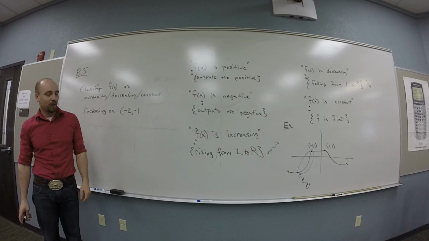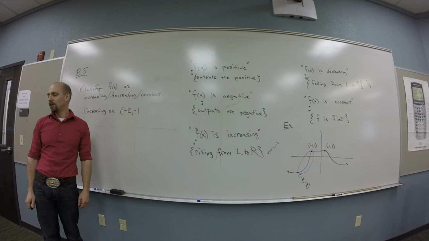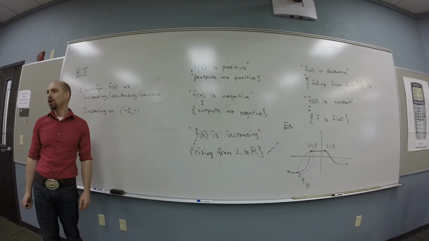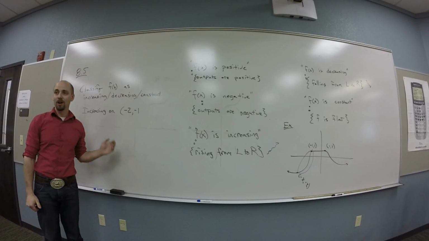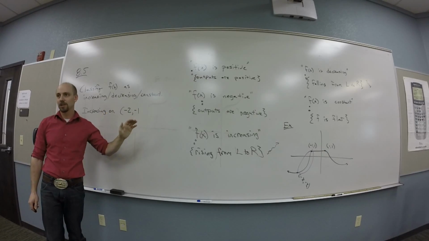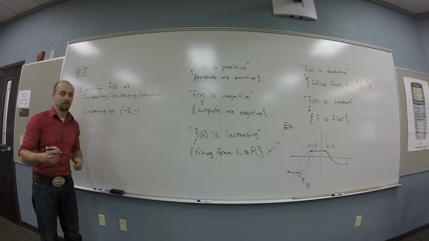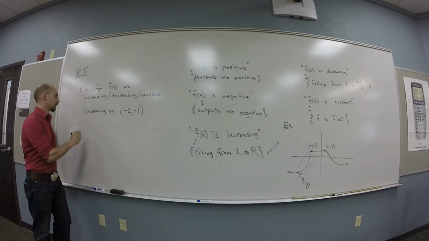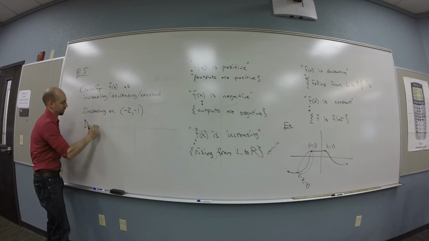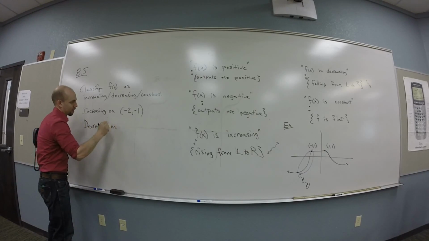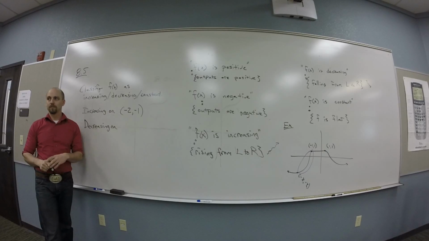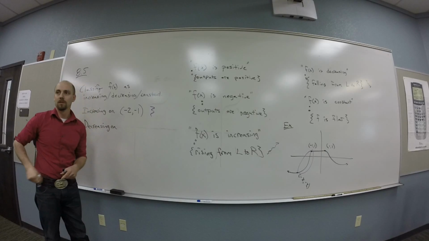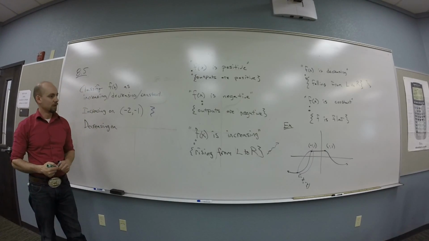How about at negative 1? Is it open or closed? It's open for the exact same reason, right? On the left side, it's increasing, and on the right side, it's constant. So I can't make a determination. You guys see that? All right. How about where is it decreasing? So increasing was the purple. How about decreasing?